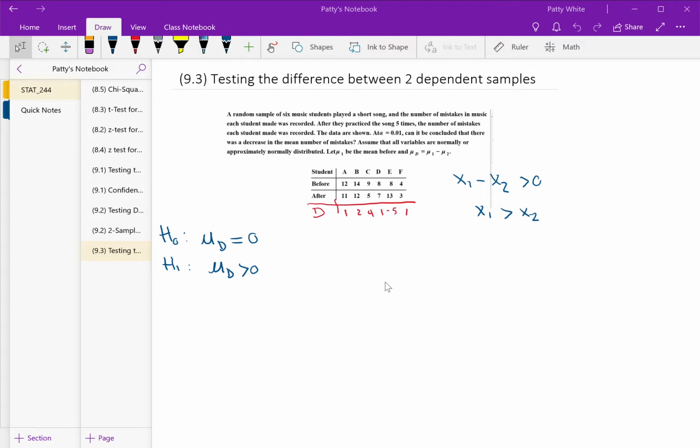Where's your data at? It's in list 3, so I'm going to go down to list 3. So second, number 3 to get list 3. Enter. The frequency is 1. Your alternative is greater than 0. So here we go. All right, so our alternative is greater than, that's highlighted, and then we're highlighted on calculate.